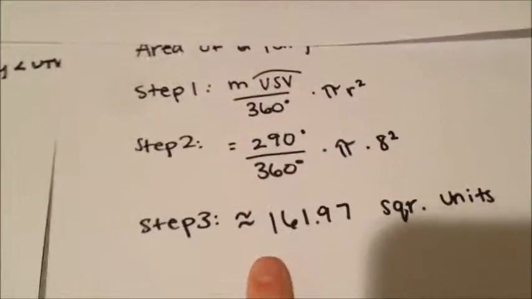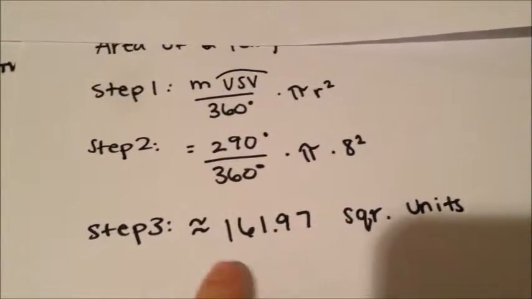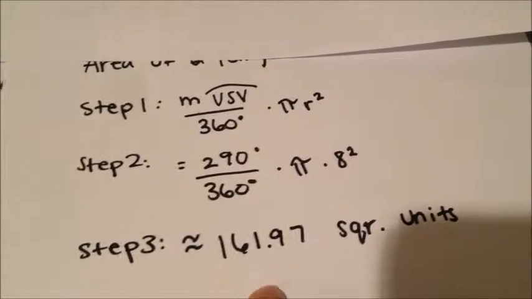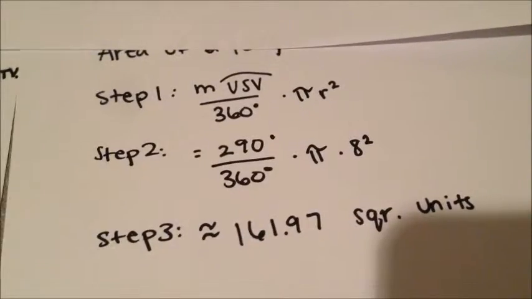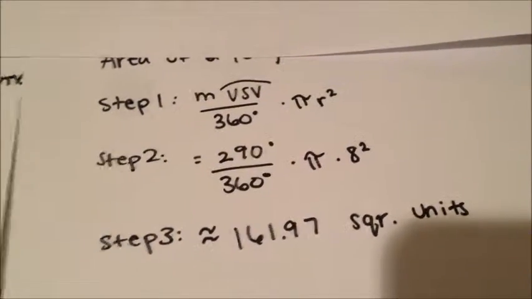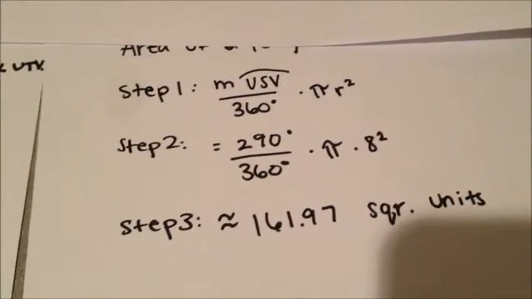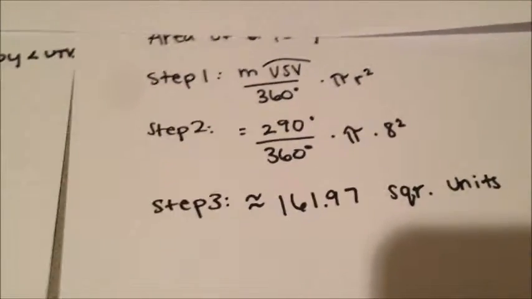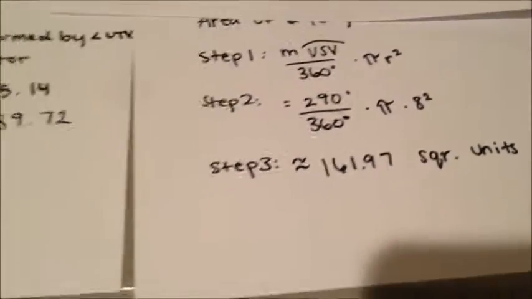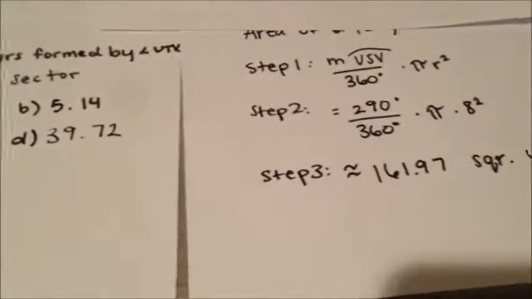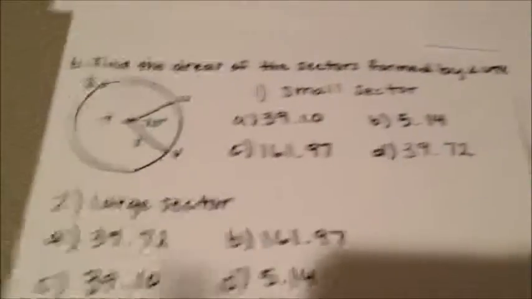And then for step 3, you're going to plug it all into your calculator, and you should get 161.97 square units. And like I said earlier, we weren't given units for this one, so we just write square units or units squared. And that is how you solve problem B.